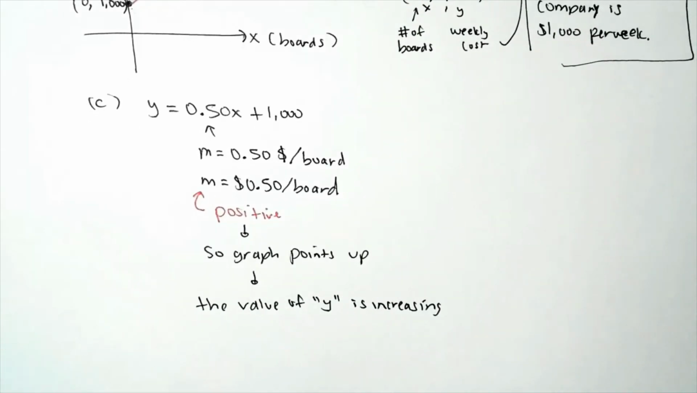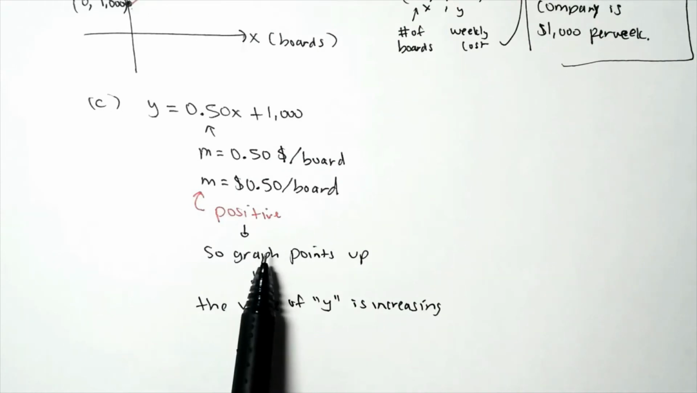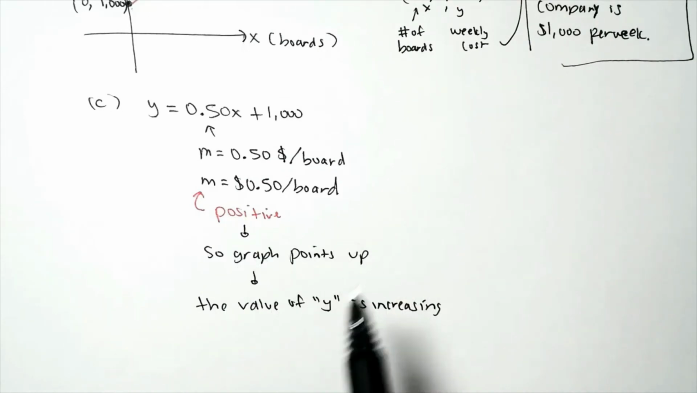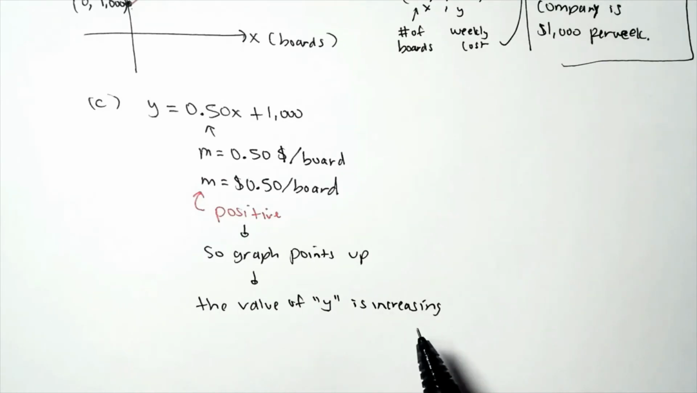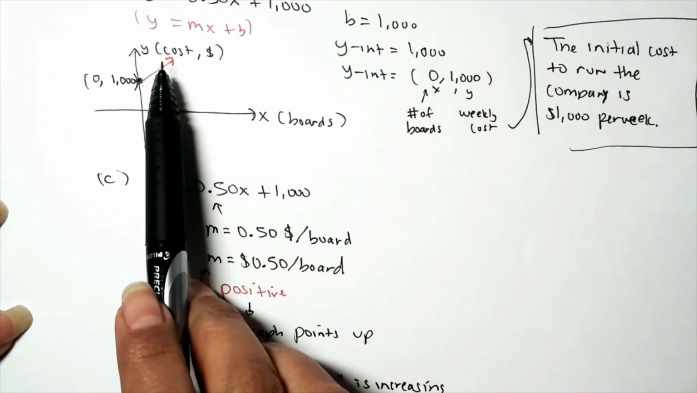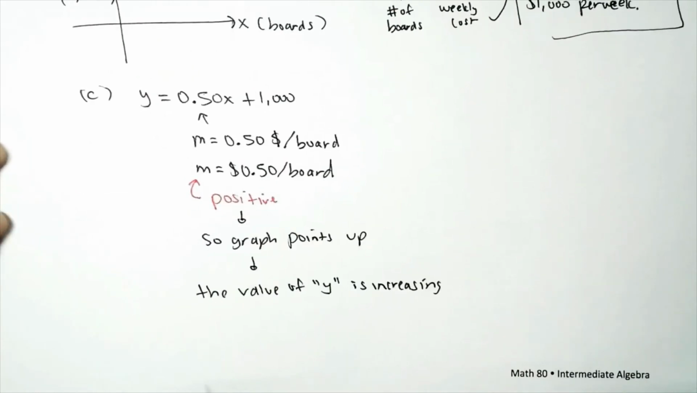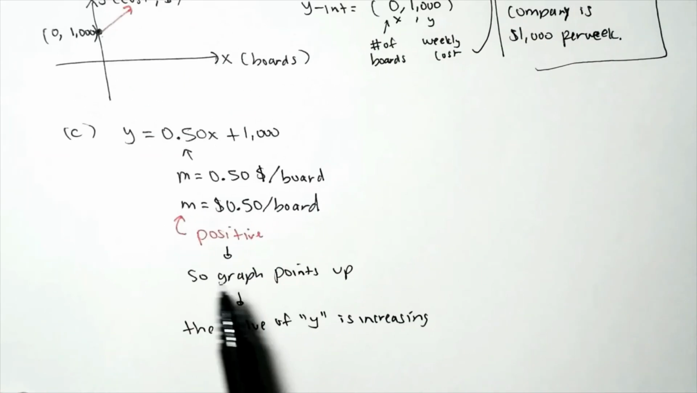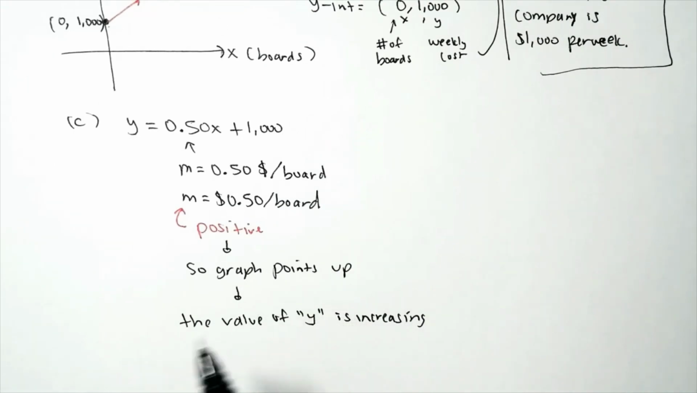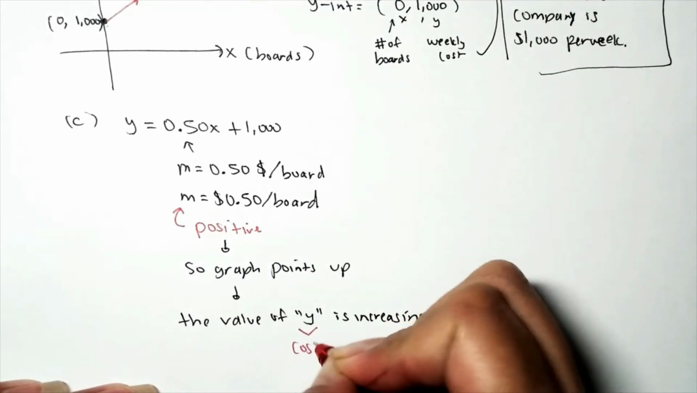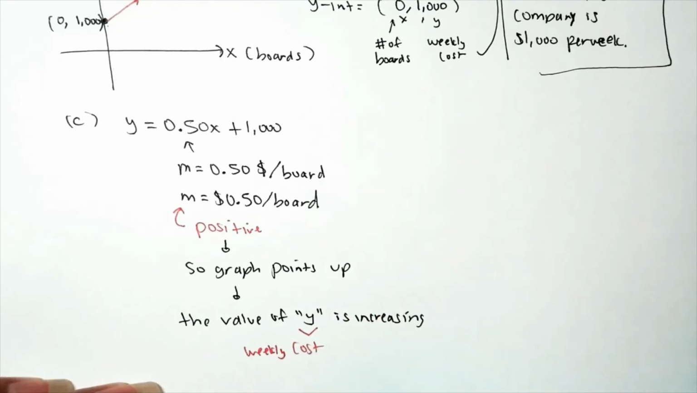Now, what would be the opposite? If the slope is negative, then the graph will be pointing down, and if the graph is pointing down, then the value of y is decreasing. I share that because we don't have another word problem. So what does the slope tell us? The slope tells us that the value of y is increasing. Let's remind the world what y represents: the cost, or the weekly cost. If the value of y is increasing, then the weekly cost is increasing.